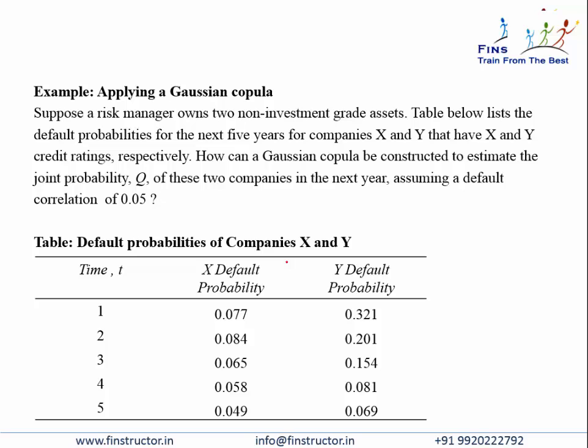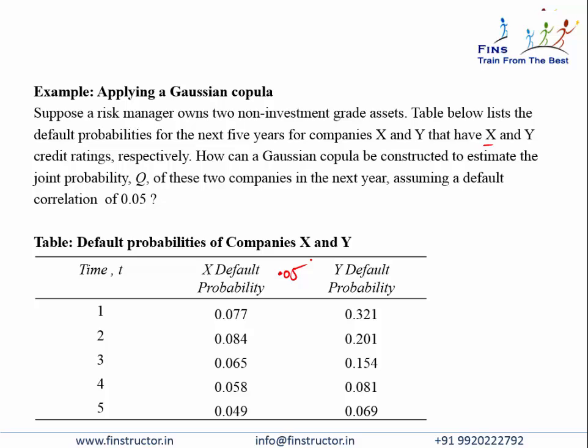So let's see how we can apply this approach. Suppose a risk manager owns two non-investment grade assets, that is speculative grade assets. Table below lists the default probabilities for the next 5 years for companies X and Y that have X and Y credit ratings respectively. How can a Gaussian copula be constructed to estimate the joint probability of the default of these two companies in the next year, assuming a default correlation between X and Y is 0.05? So basically, how exactly do we apply what we talked about in the previous slides in the real world?